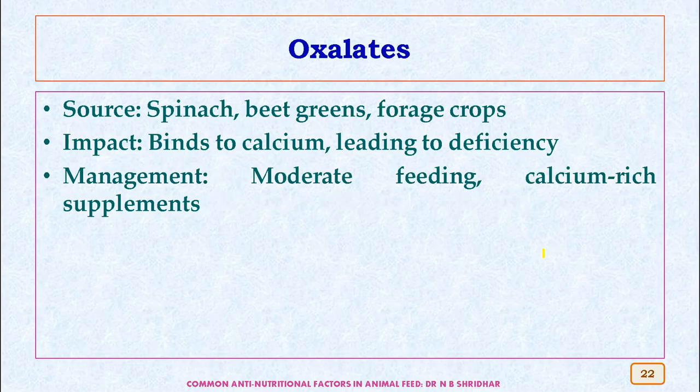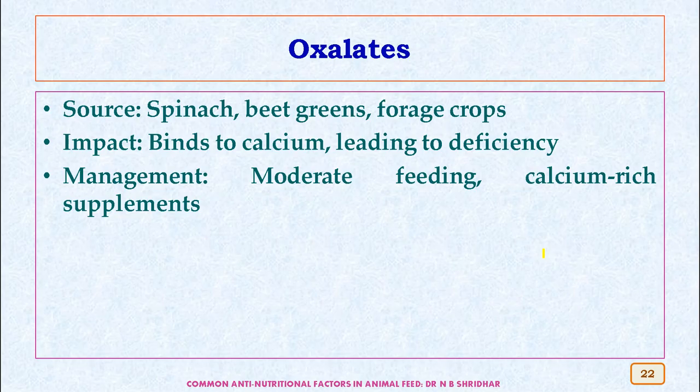Then oxalates, we deal with the oxalates as a separate entity, and these are going to cause a delayed type of death of the animal. So the management of the particular substance absorption is moderate feeding. Then calcium-rich supplements are to be provided to that particular animal or mammal. At the same time, moderate feeding is always required.